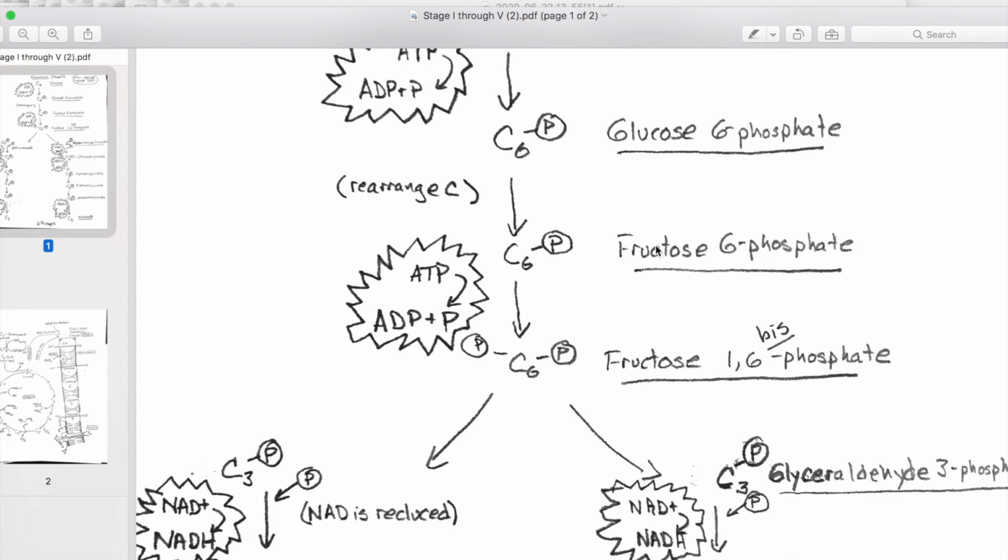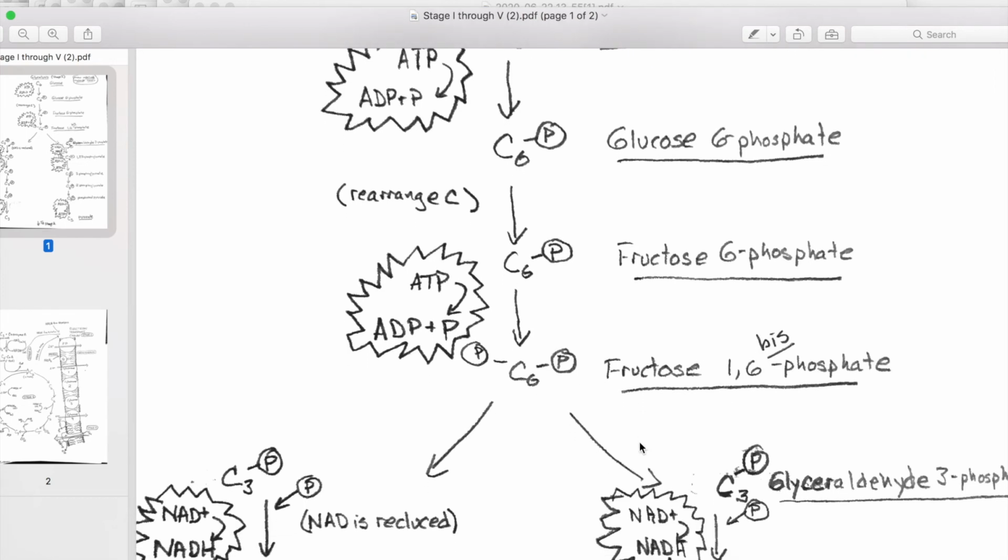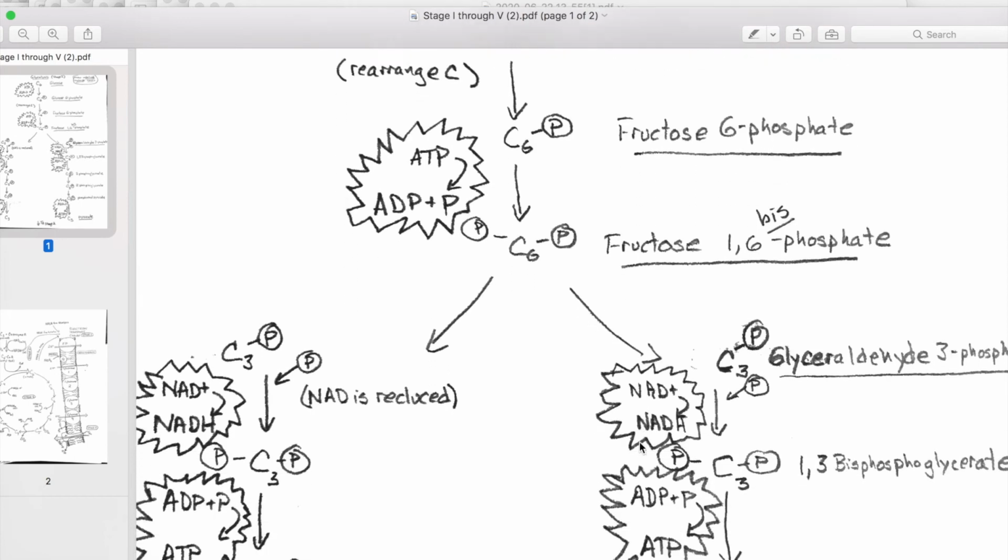That fructose 6-phosphate then becomes fructose 1,6-bisphosphate. Now you have a phosphate on carbon number 1 and carbon number 6. Since there's 2, we call it bis. And the extra phosphate came from another ATP. So I've rearranged this molecule. I spent 2 ATPs, and I have oxidized it as I went from glucose to fructose 1,6-bisphosphate, but I haven't gotten any usable energy out of it yet.